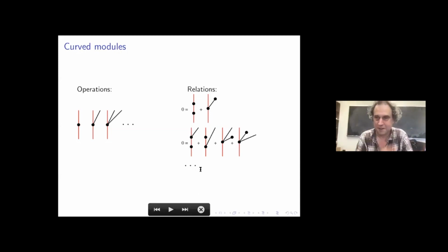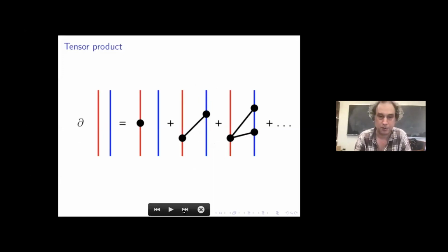So there are, in general, I'm going to take the corolla with n inputs. So I've got n inputs, a single vertex and one output, and I look at all the different ways of inserting an edge into that. Those are the relations in general. Okay, so these are the curved modules that we have.